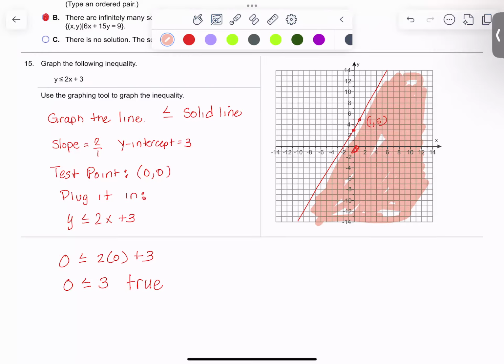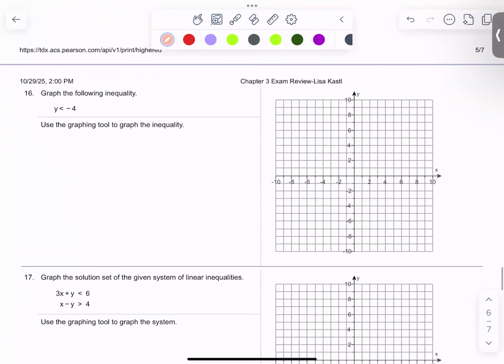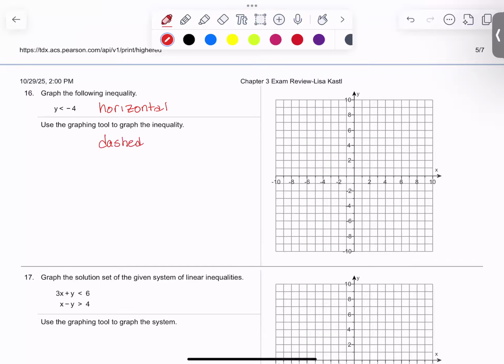All right, problem 16. You're going to have a problem where you're going to be graphing either a vertical or a horizontal inequality. This is vertical. Excuse me, it's horizontal. Don't listen to what I say. This is a horizontal line, and we're going to graph this as a dashed line, because we have less than. So since it's less than, we're going to graph that line as dashed. It's a horizontal line at y equals -4.